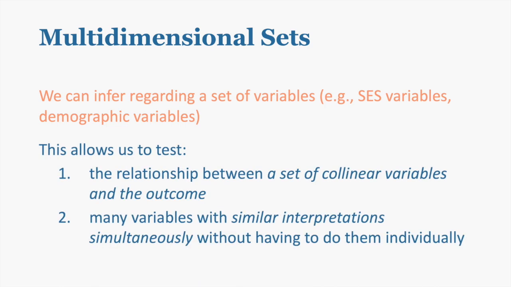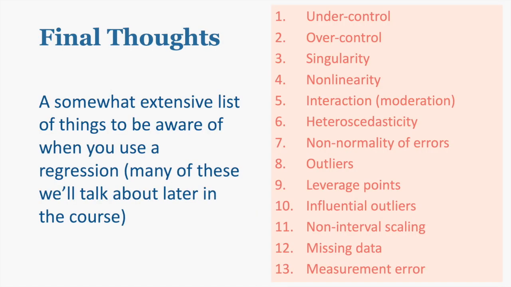This allows us to test the relationship between a set of collinear variables and the outcome. It also allows us to test many variables with similar interpretations simultaneously without having to do them individually. So we don't have to look at each individual one, we can look at them as a group. Again, that also works for categorical variables.